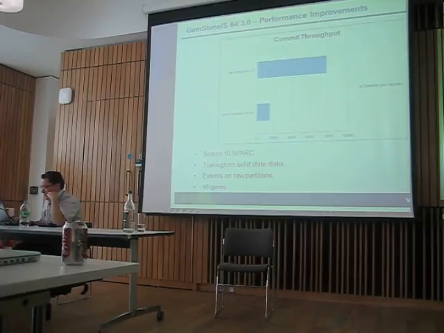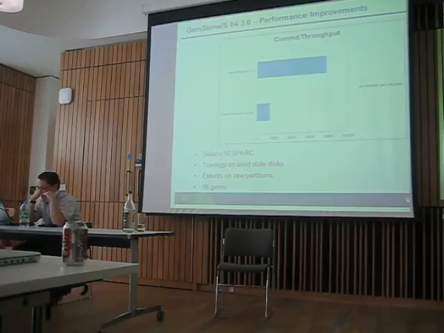Okay, a few stats. This is a test of commit throughput comparing GemStone 3.0 to GemStone version 2. It's done on a Solaris 10 SPARC machine with the tranlogs on solid state disks in order to take the randomness of the IO writes out of the equation. The extents on raw devices with 16 sessions, basically doing very short transactions and just committing as fast as they possibly can. And you see we've got quite a decent improvement here from around 1,600 commits a second in version 2 up to nearly 8,000 commits a second in version 3.